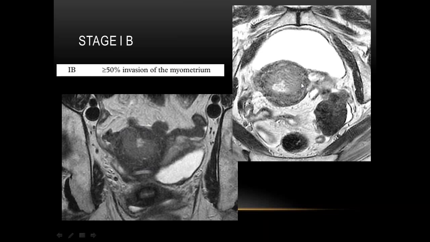That's why it's important to look at all of the planes, the coronal, the axial, the sagittal, because although this does look like it is involved, you can see it is not quite involved, and there's a thin rim of myometrium here. Again, in our reporting, it's a prediction. Ultimately, staging is pathologically at surgery.